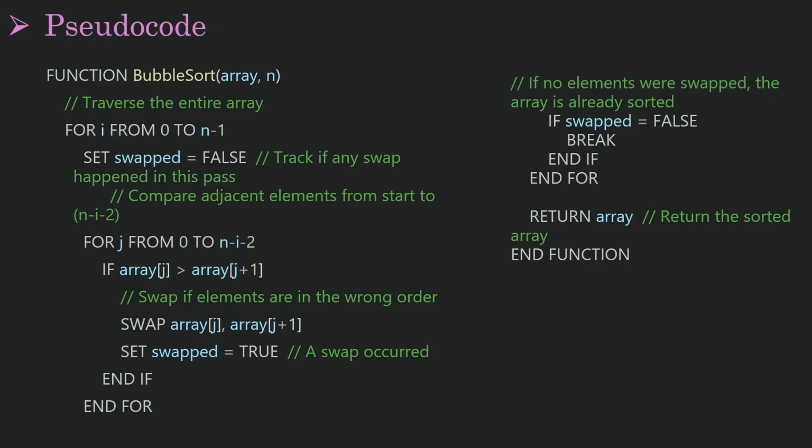What's the code like? Let's see the pseudocode. Let's write pseudocode, a general way to describe the algorithm. Function bubble sort, array, n. For i from 0 to n minus 1. Set swapped equals false. For j from 0 to n minus i minus 2. If array j greater than array j plus 1, swap array j and array j plus 1. Set swapped equals true. End if. End for. If swapped equals false, break. End if. End for. Return array. End function. This loops through the array, swaps adjacent elements if needed, and stops early if sorted.